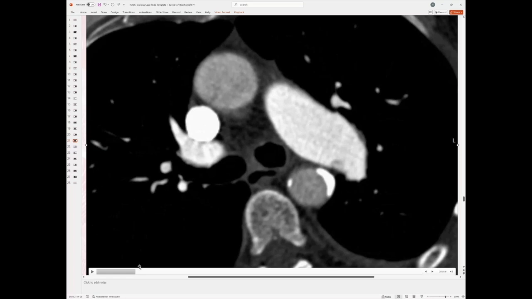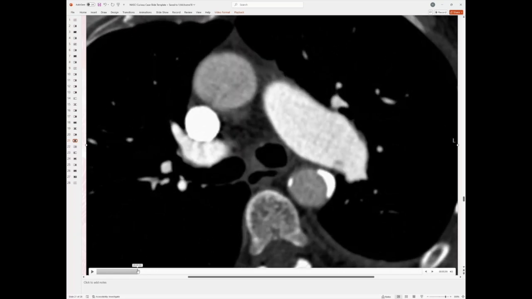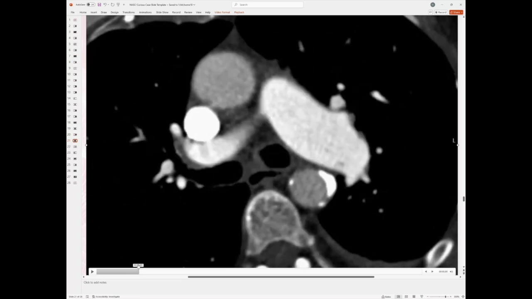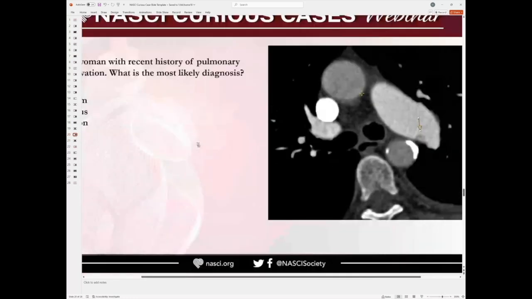This is the first time that I saw this procedure. I didn't know about it, and I wanted to share this case. I don't know the diagnosis, so whatever you say probably will be true, because I don't know the diagnosis.